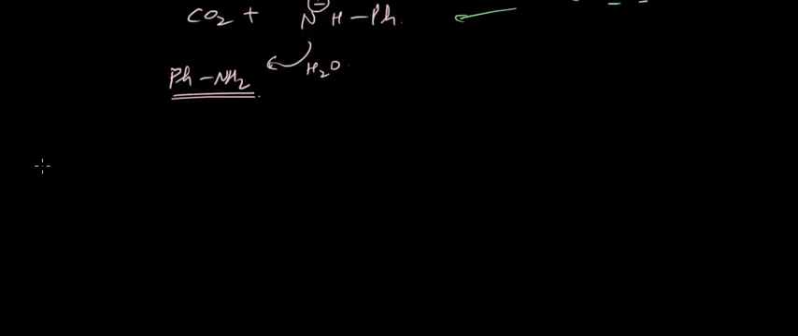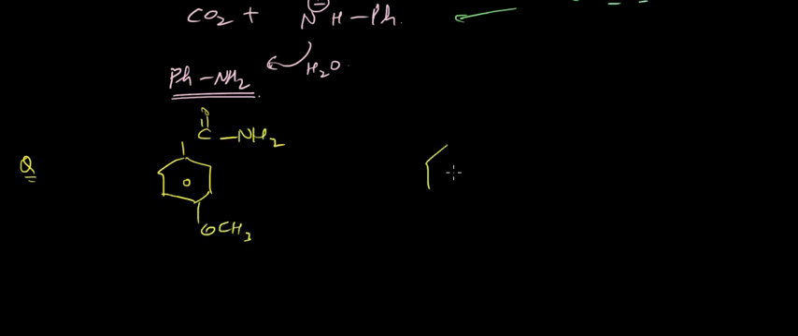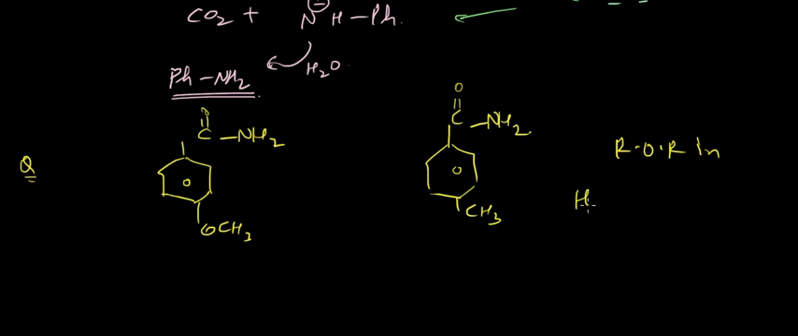Okay, let's look at another example. You need to compare the rate of Hoffmann bromamide reaction in this example. Here we have OCH3 on one side, and we have CH3 on the other side with the same amide group. So which would have a better rate of reaction in Hoffmann bromamide reaction?